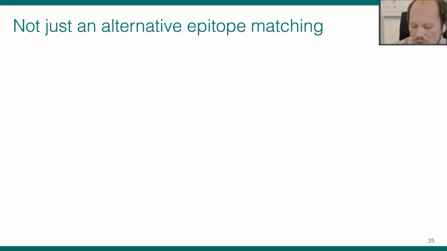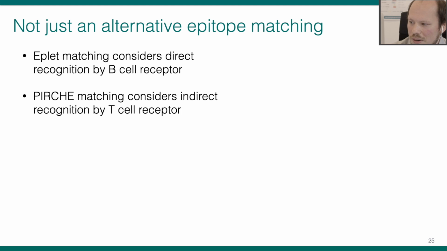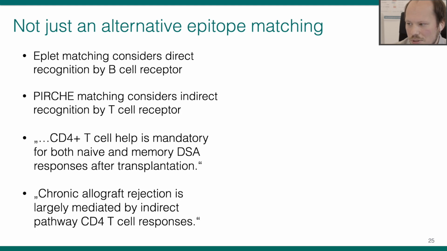So you have to keep in mind, and that's why I also wanted to show you the different pathways in the beginning, it's not just an alternative way of epitope matching to use now indirect T-cell epitope matching and B-cell epitope matching, but it's important to keep in mind that CD4 T-cell help is mandatory for naive and memory DSA responses, and that chronic allograft rejection is largely mediated by the indirect pathway.